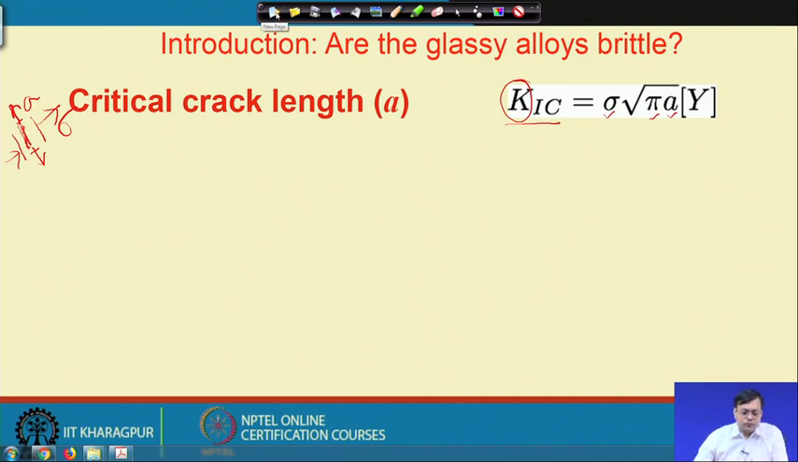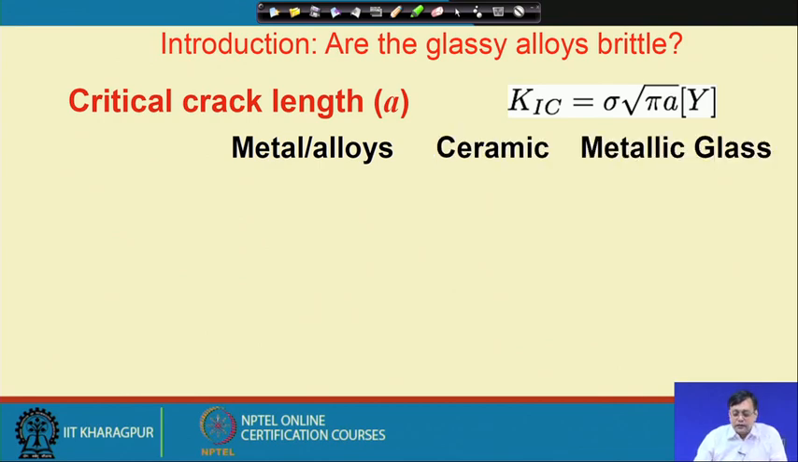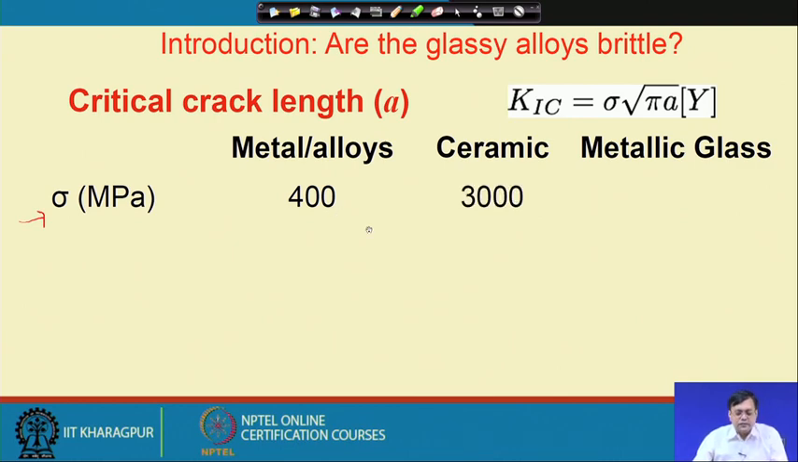And so, we can have a look at how the values vary for all the very common engineering materials like metals and alloys, ceramics, and metallic glasses. So, let us take an example of the simple yield strength, which is in megapascals. The common metals or alloys show 400 megapascal strength. In case of ceramic, it is something like 3000, 3 gigapascal, because they have a very high strength, whereas in case of a metallic glass or bulk metallic glass, it is 1800. So, there is a huge variation, and these values are very close to ceramic.